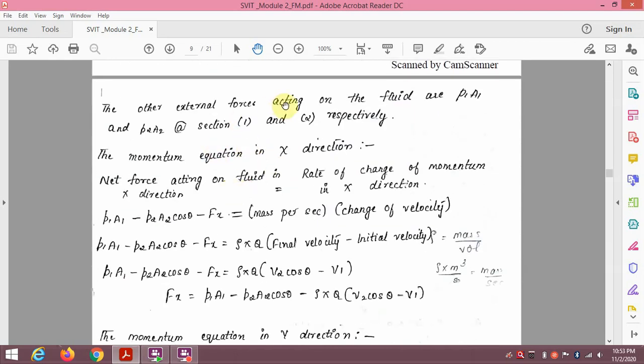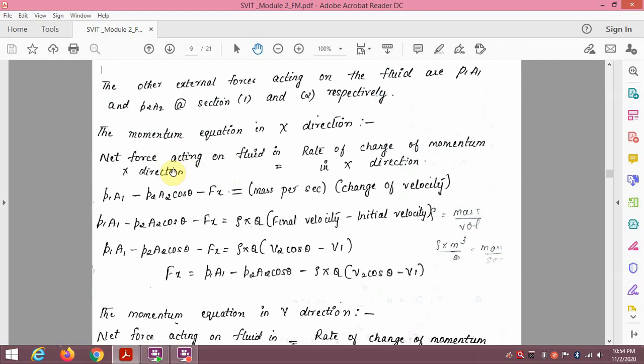Therefore, the other external forces acting on the fluid are P1 A1 and P2 A2 at section 1 and section 2 respectively. The momentum equation in x direction: net force acting on the fluid in the x direction is equal to rate of change of momentum in the x direction. So that is given by P1 A1 minus P2 A2 cos theta minus Fx is equal to mass per second into rate of change of velocity.